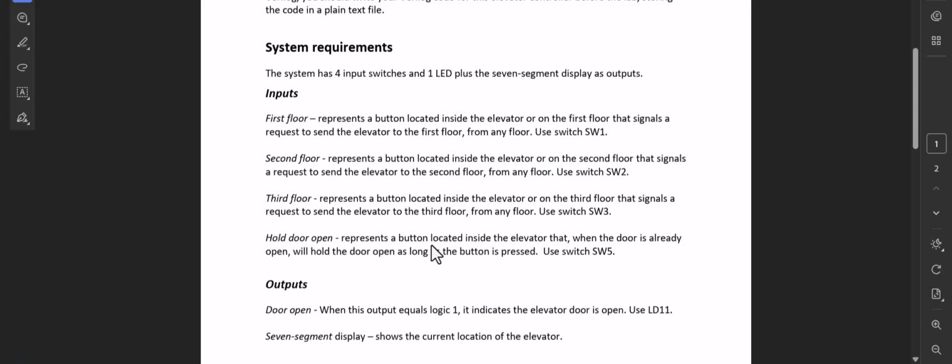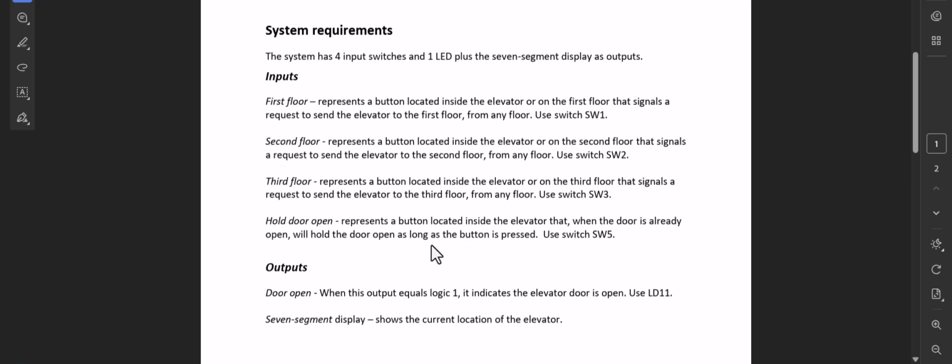So you have the hold door open button, which represents a button located inside the elevator that, when the door is already open, will hold the door open as long as the button is pressed. Use switch S5. So if you're on a floor and the door is open and that switch is pressed, then it'll stay open.